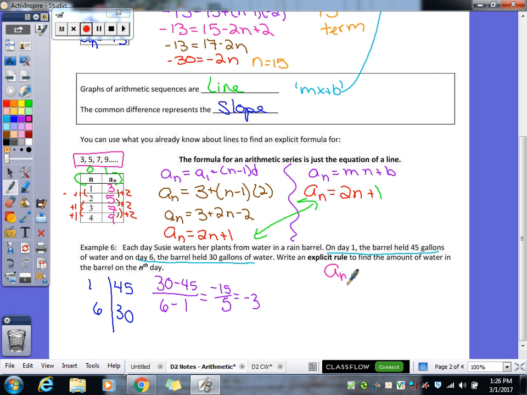So we have the first part of our rule. a sub n equals negative 3n. We just need to find our b value. So if our slope this way is going down by 3, to go up the other way to get to where x is 0, which is our b value, we've got to add 3. So what would the value at 0 be? 48. So then plus 48. And there's our rule for that one.